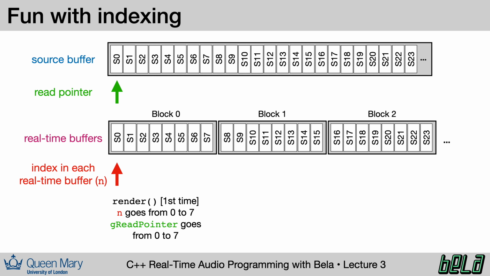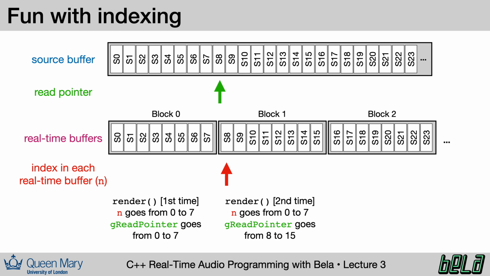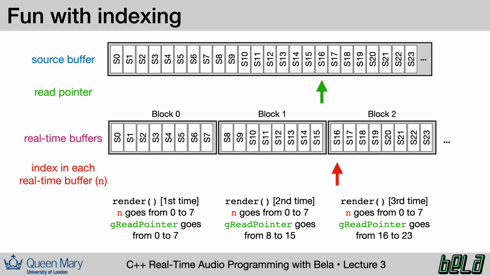So the first call to render would run something like this. The samples would be copied from the source buffer into the real-time buffer, the render function would finish, and the Bela system would play that sound. The next time render was called, n would go back to 0 again, but gReadPointer would remember where it left off. In this case, it would start at a value of 8. So when this render function runs, we would copy the samples from 8 to 15 into this particular audio block. The render function would finish, those would be played, and then render would be called again.